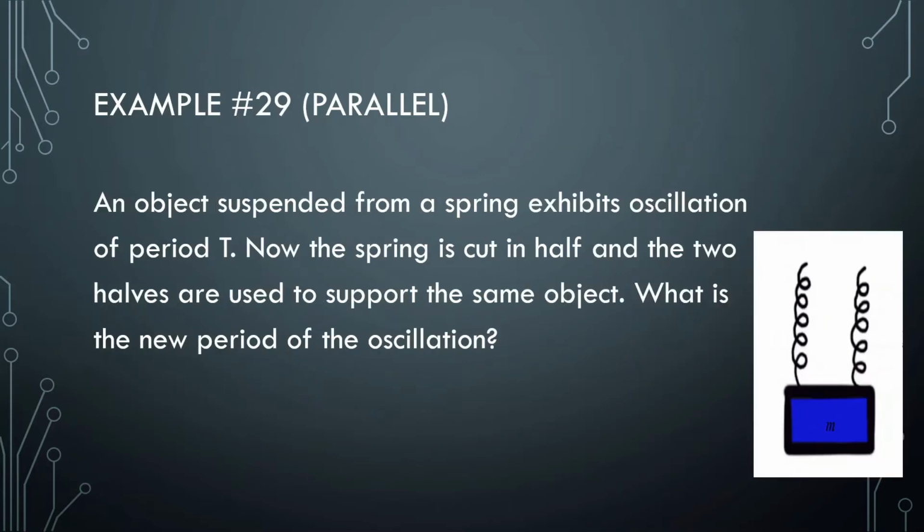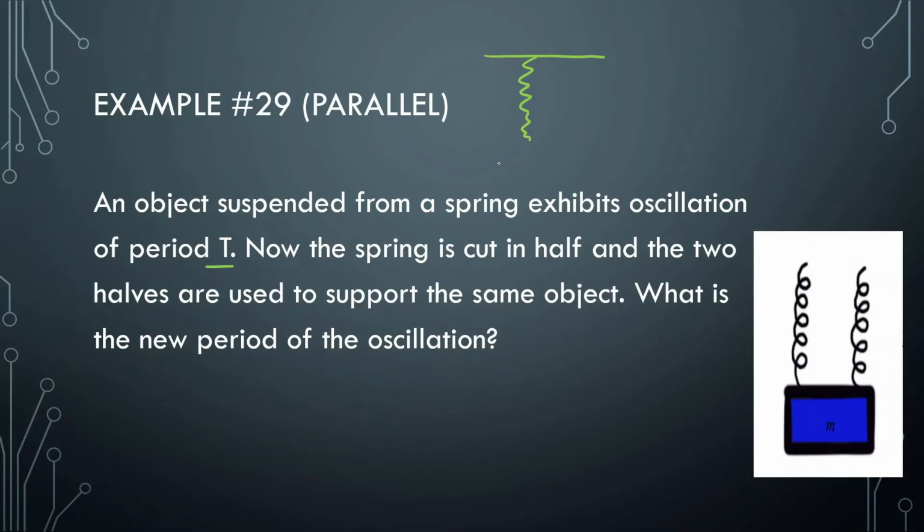Let's try another one. An object suspended from a spring exhibits an oscillation of period T. Okay, a little bit different because it's a variable. Now the spring is cut in half and the two halves are used to support the same object. What is the new period of the oscillation? Okay, so this one is actually a little bit complicated. So let's look at this.